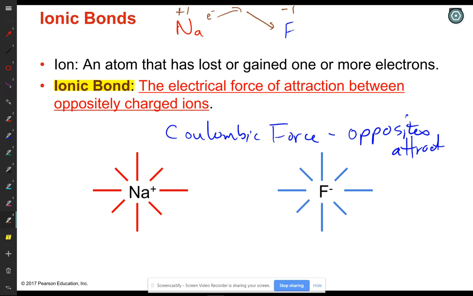It's the one that to me makes the most sense. So I'm hoping that that one makes sense to you. We're going to go through and talk about covalent bonds and polar covalent bonds before the day is through.